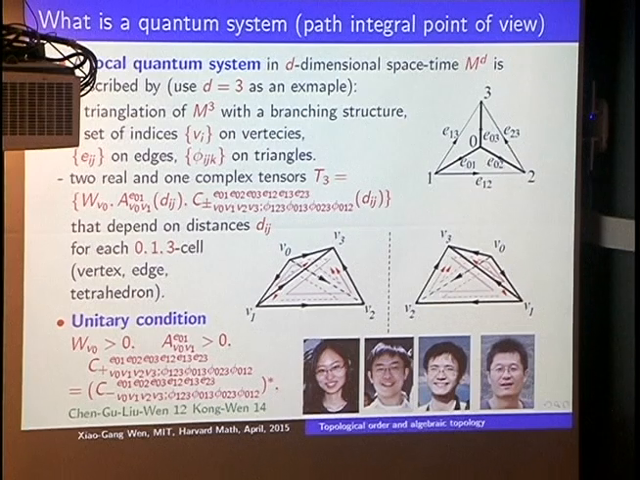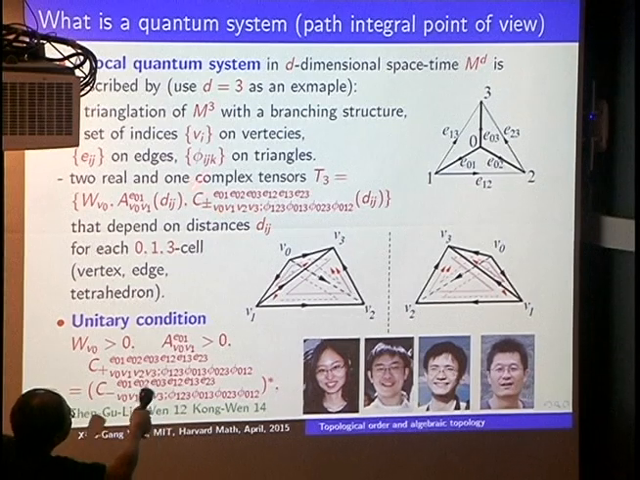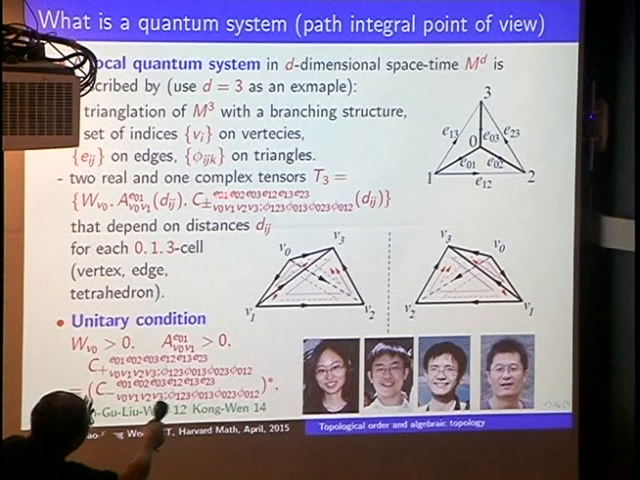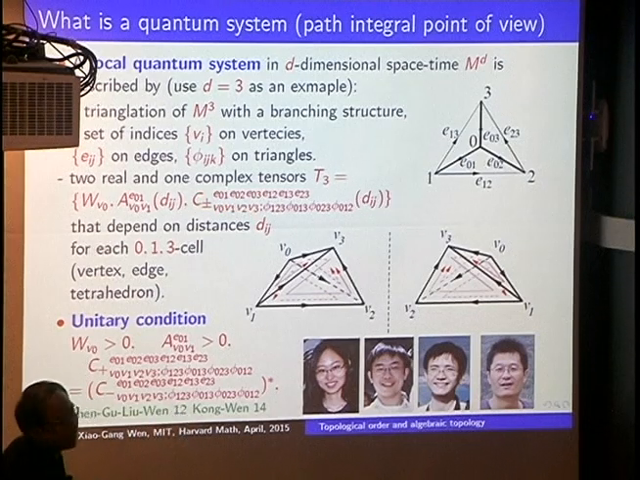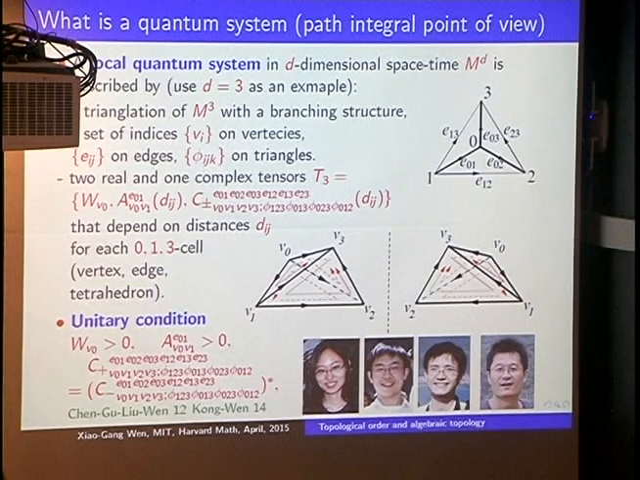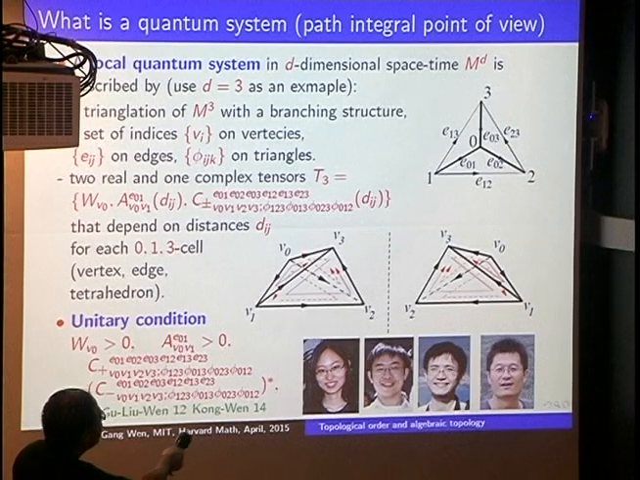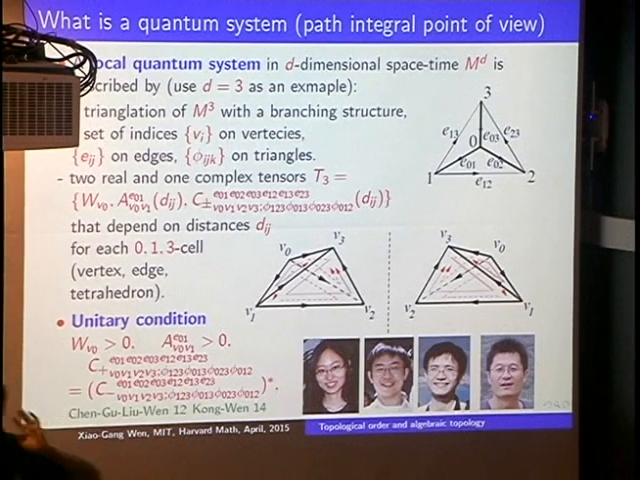So when the vertices are ordered, we can naturally use this order to order the vertex index in the tensor. And similarly, we can do similar ordering for the edge index or the face index. So using this, we reduce the symmetry. We don't have a tetrahedral symmetry. The tetrahedron, we don't have a symmetry. After this branching structure, there's no symmetry. So we reduce all the symmetry.